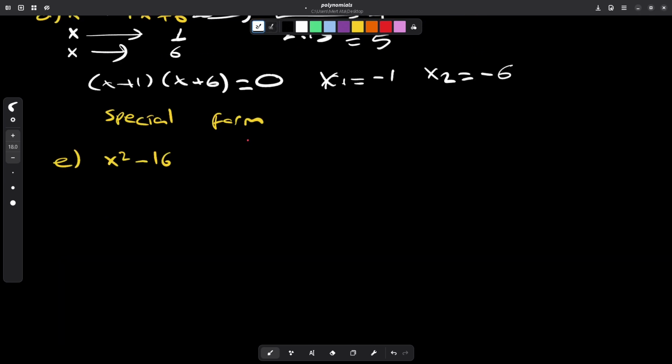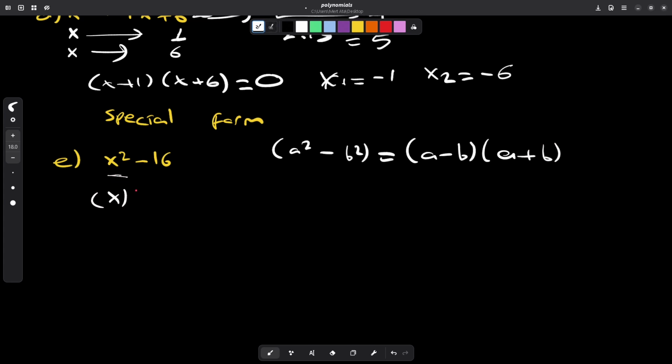Special form: x squared minus 16. We said that a squared minus b squared can be written as a minus b multiplied with a plus b. Since this is x squared, and since this is 4 squared, I can write this as x minus 4 multiplied with x plus 4.